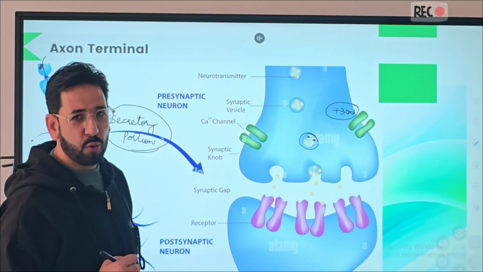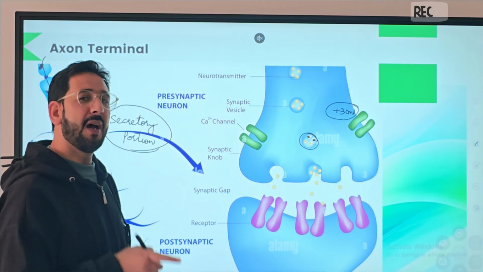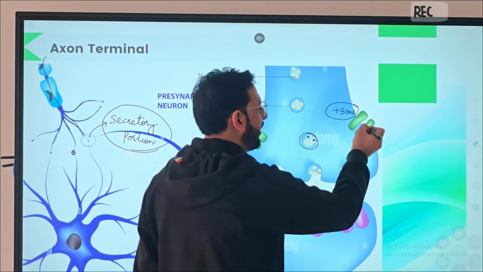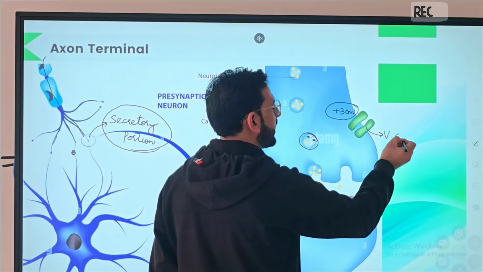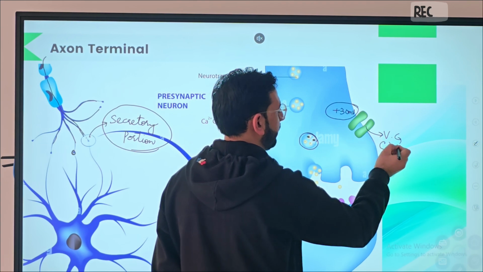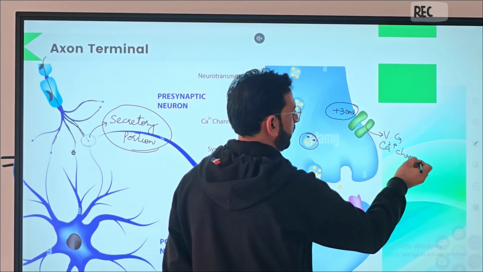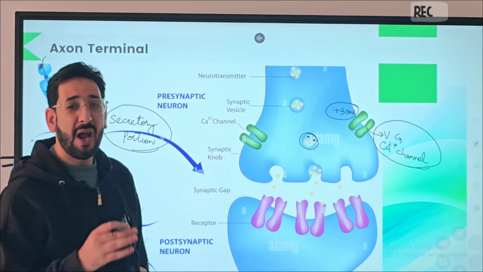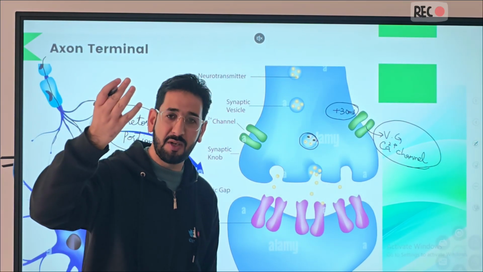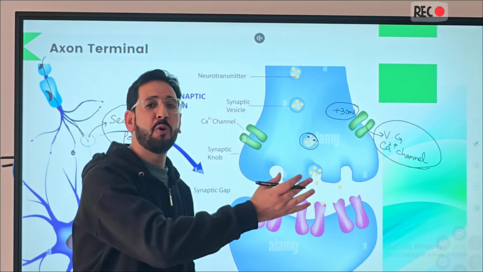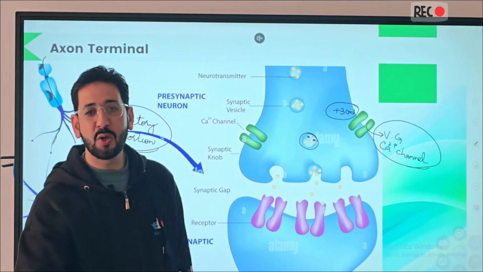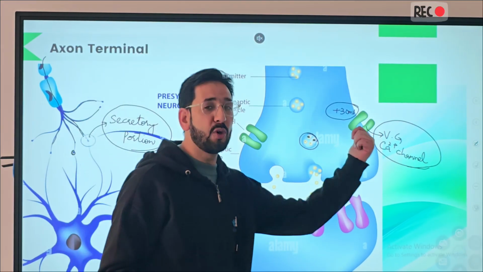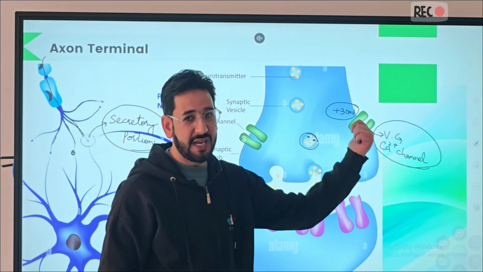Now, plus 30 millivolt will stimulate another voltage gated channel that is present in the axon terminal, and that voltage gated channel is the voltage gated calcium channel. Now, you might be understanding why we are taking the potential to plus 30 millivolts, because that plus 30 millivolt from the axon hillock has to reach the axon terminal, and we need it to open another voltage gated channel, the voltage gated calcium channel.